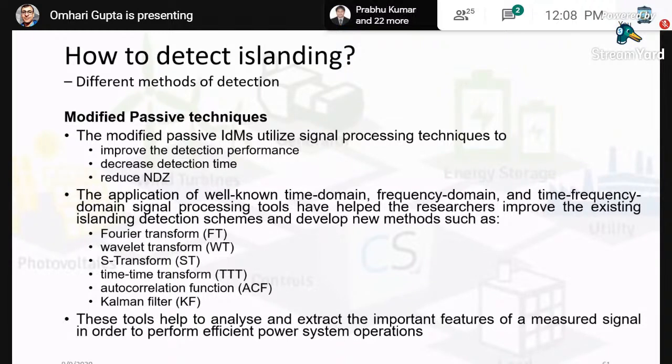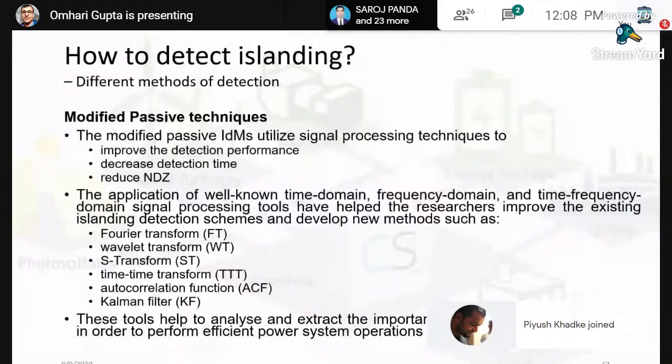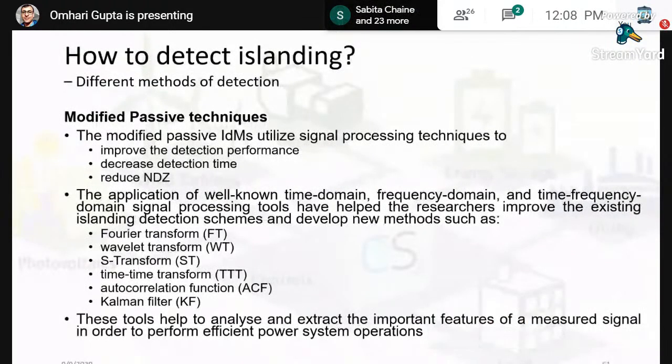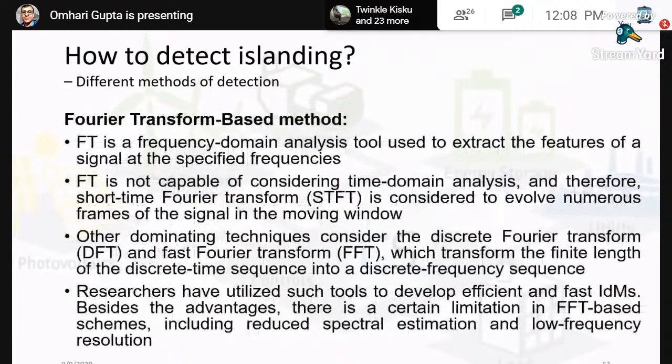The application of well-known time domain, frequency domain, and time frequency domain signal processing tools have helped the researchers to improve the existing islanding detection schemes and develop new methods such as Fourier transform, wavelet transform, S transform, time transform, autocorrelation function, Kalman filter. These help to analyze and extract the important features of a measured signal in order to perform efficient power system operations.